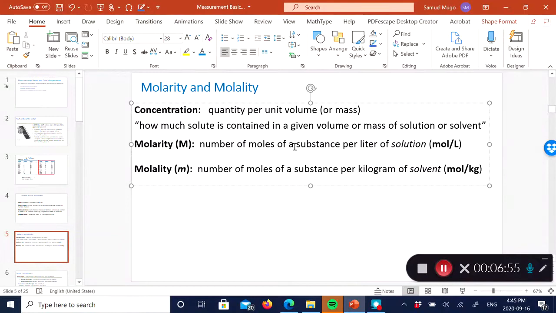For that reason, sometimes we use molality with a small m, because the concentration is temperature independent. You're dealing with masses in kilogram, and so that is temperature independent, and so it doesn't vary with temperature.